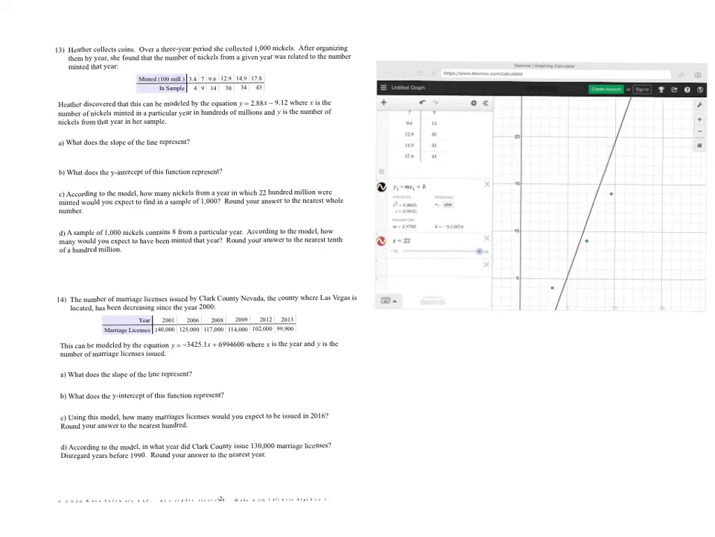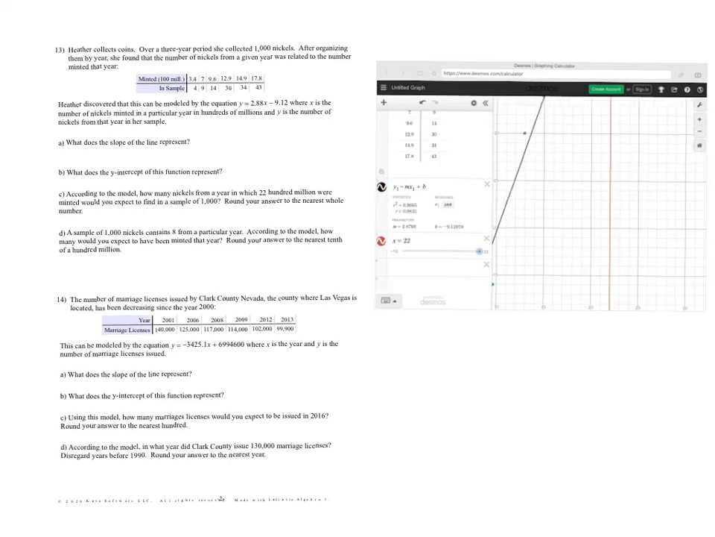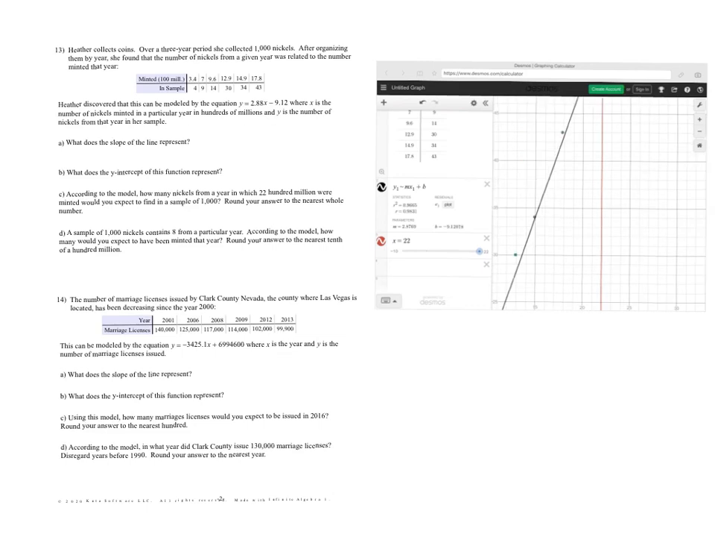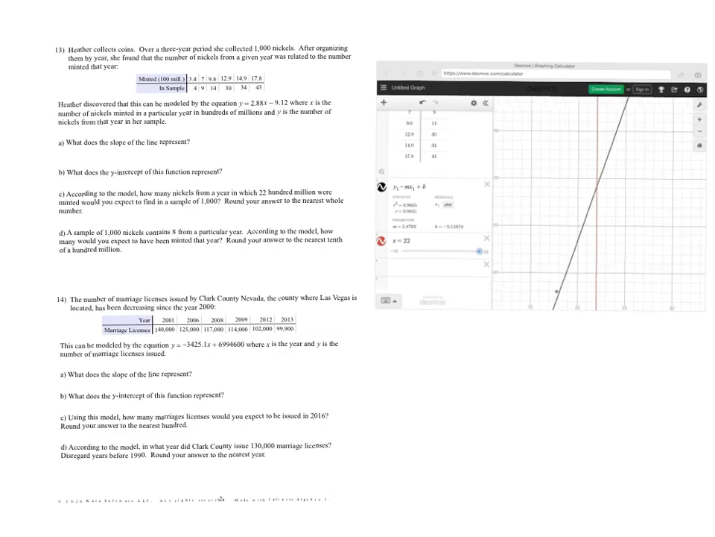So I'm going to scroll up. There's that red line right there, that is my x value. Follow where it intersects my y. I click on that point, and it says 22 is my x value and 54.171 is my y value. So my answer for that would be 54. I'd have 54 nickels when there were 2,200 minted. So that's the answer for C.